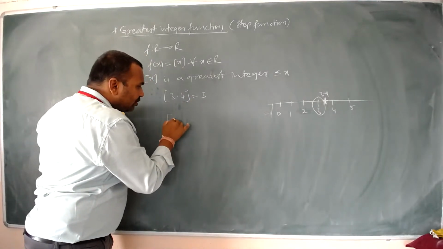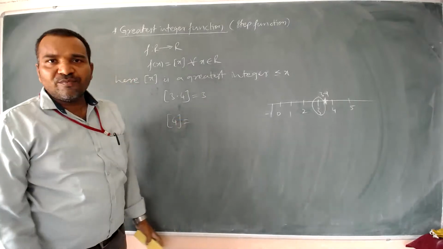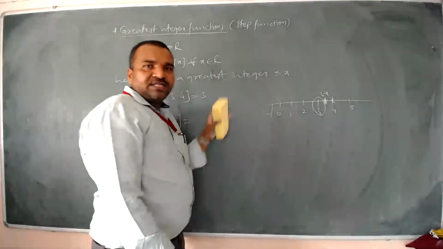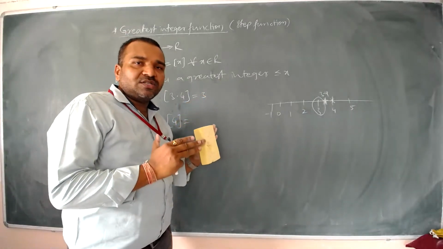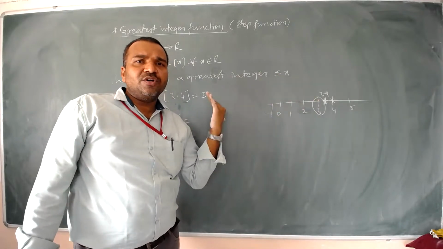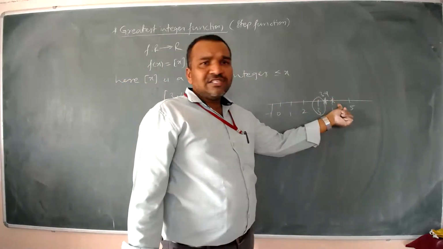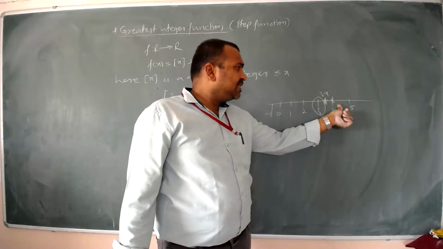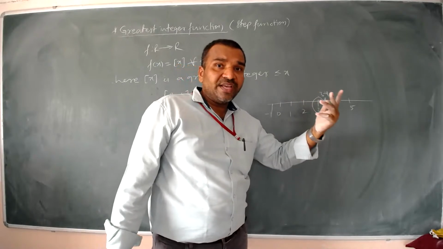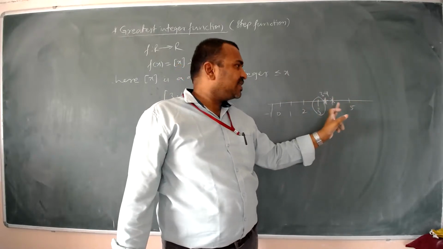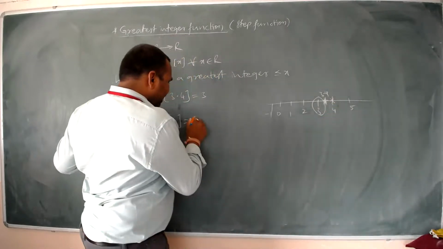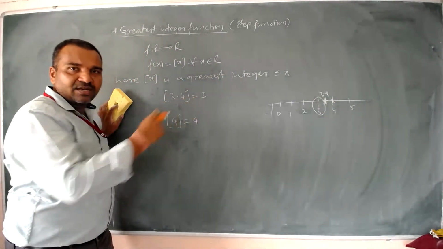Next, I'm taking box 4. What is the meaning of box 4? What is the definition? Box 4 is the greatest integer which is less than or equal to 4. So here 4 is also an integer. 4 is an integer, and less than 4 also some integers are there. In that, what do we have to take? The greatest integer. What is the greatest integer less than or equal to 4? 4 only. 4 is the greatest integer which is less than or equal to 4.